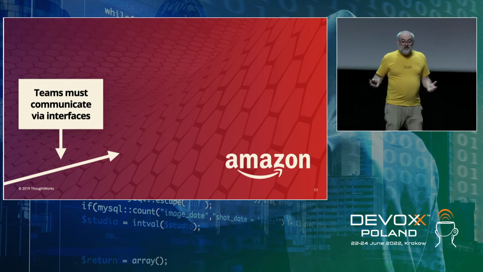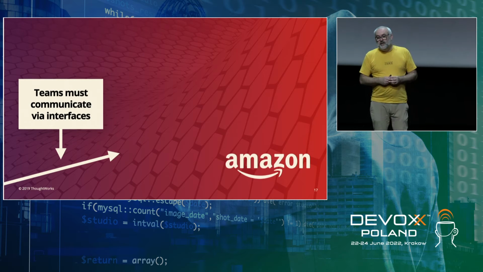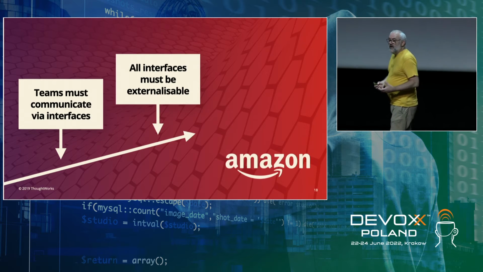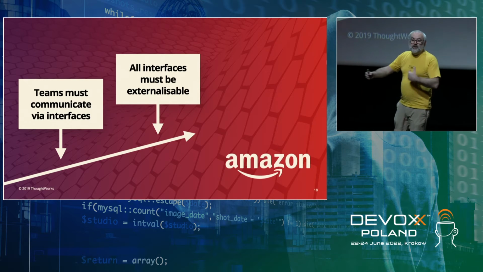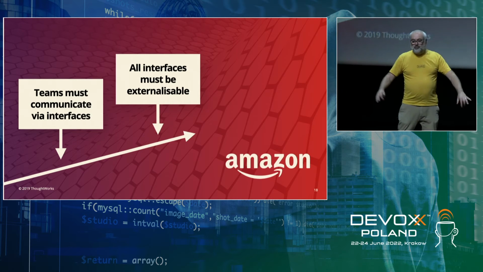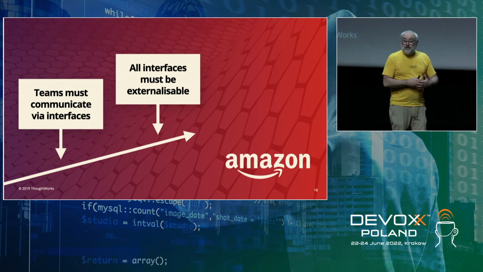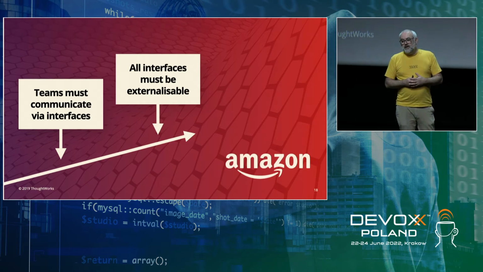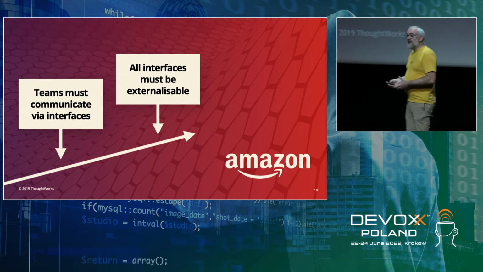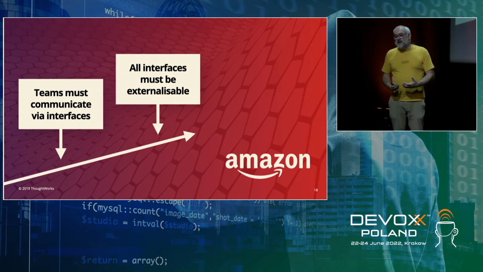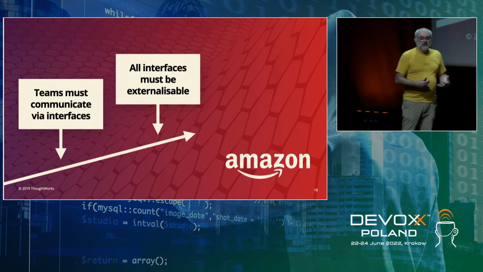You've probably heard all of these things. Teams must communicate via interfaces. Those interfaces must be externalizable. We're not any longer going to be talking to each other's databases underneath, via throttling through ETL or direct calls or whatever it is. We have to be talking through externalizable interfaces, interfaces that we must be able to turn around and sell to someone else, if you like. That's where AWS came from. AWS came from the idea of providing externalizable interfaces onto infrastructure APIs.